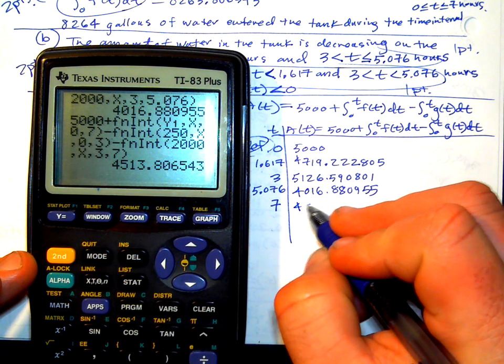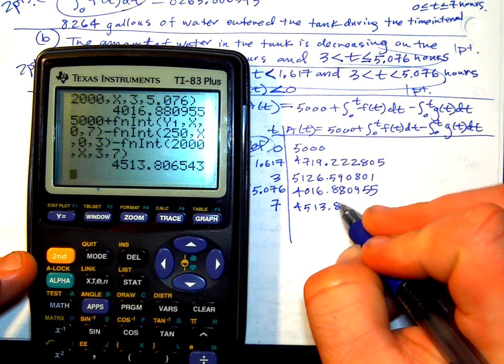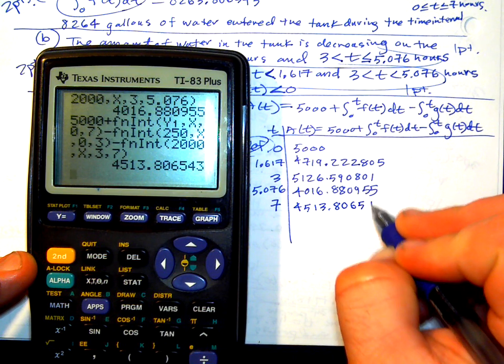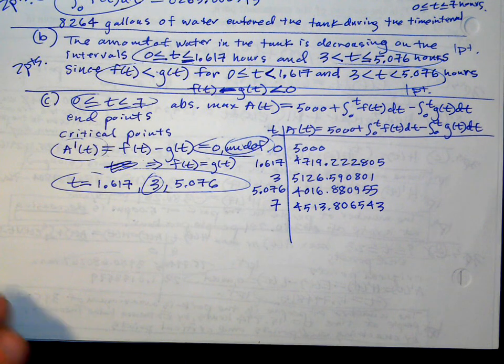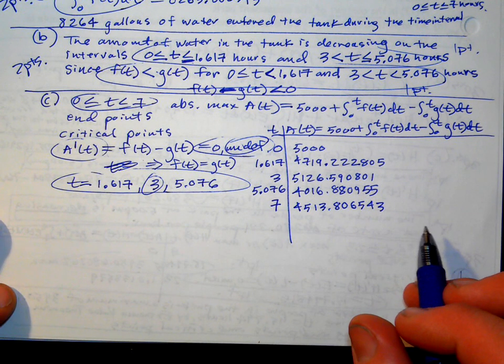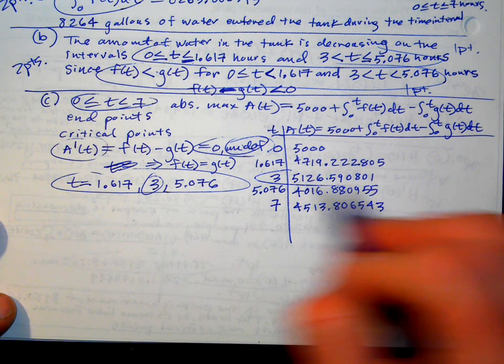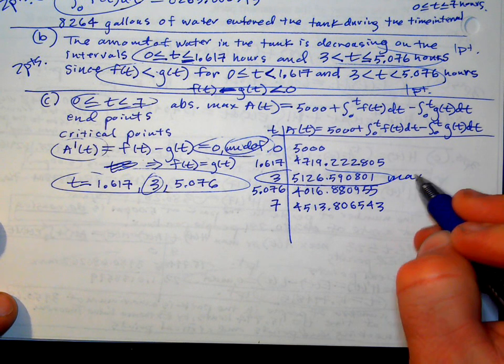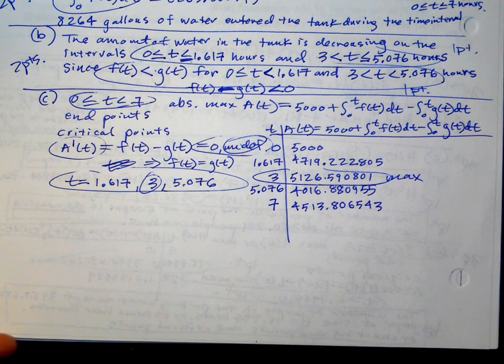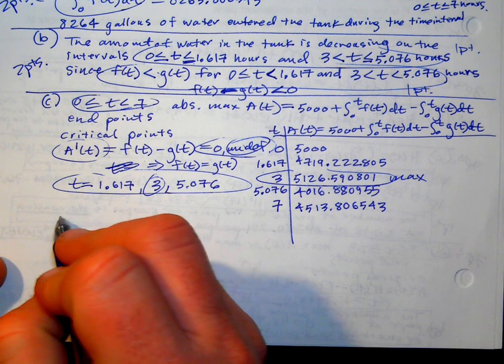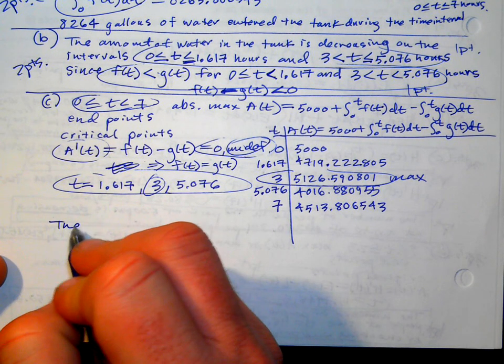So that's 4513.806543. Okay, so we got a lot of good work here to support our answer. We were looking for the max, and so the max looks like it's right there. Even if you found the max, but you didn't calculate the critical points and the endpoints, you would lose points because you're not doing the work. So let's write the answer very thoroughly because this time they actually asked for everything.